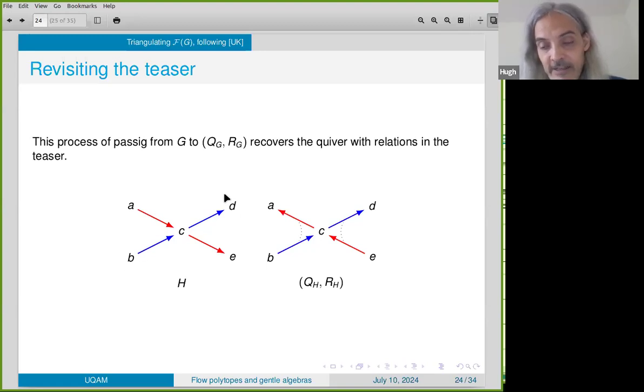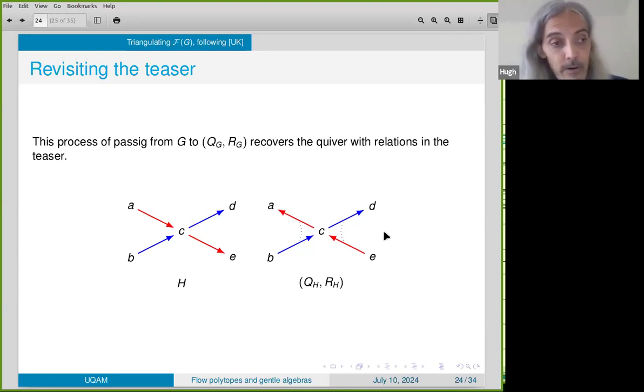That's the Kentucky setting. They use a slightly different language to talk about it, but this is equivalent to their setting. And now to get a quiver, we're just reversing the red arrows and we're introducing a relation that says that blue followed by red is 0 and red followed by blue is 0. So there we are.